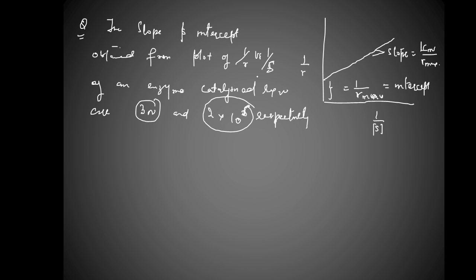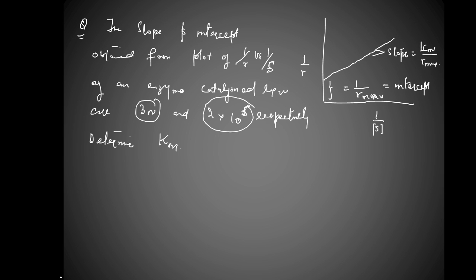When we plot a graph between 1 upon R versus 1 upon S, we have to determine the Michaelis-Menten constant. We have to determine Km. So how are we going to determine Km? Now see, slope is equal to Km divided by R max.